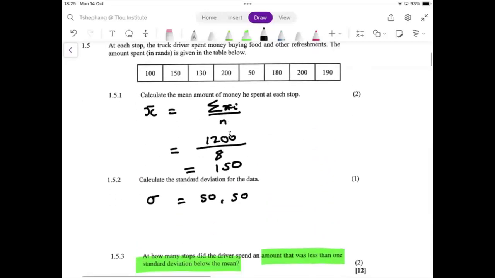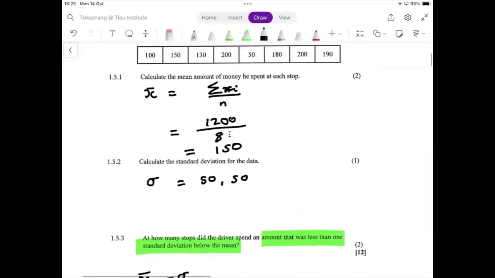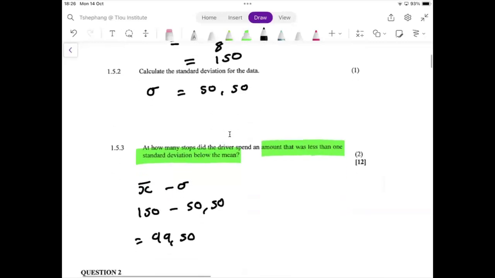Then we just need to interpret that. 99,50, that will only be 1 stop. So we can say at 1 stop. Okay, I hope that is clear.